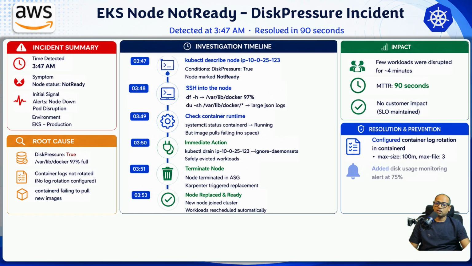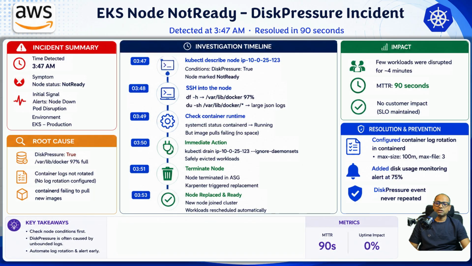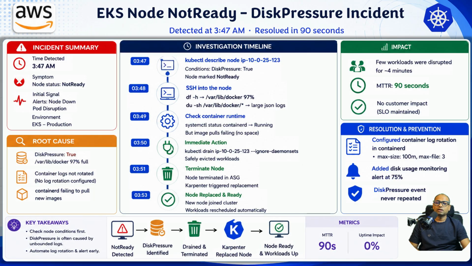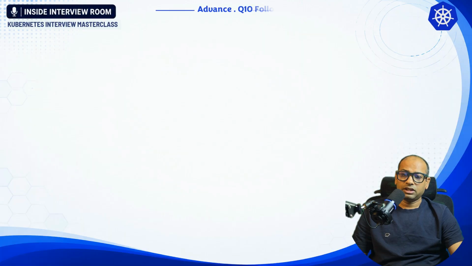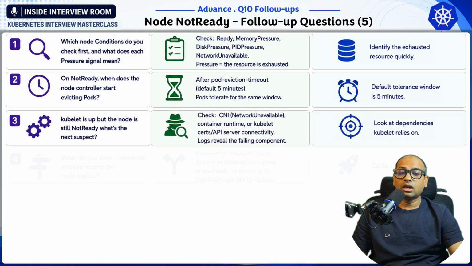What can be the resolution and prevention? Configured container log rotation in containerd: max size 100 MB, max 3 files. Added a disk usage monitoring alert at 75%. Disk pressure event never repeated. Key takeaways: check node conditions first. Disk pressure is often caused by unbounded logs. Automate log rotation and alerts early. Follow-up questions and their short answers.